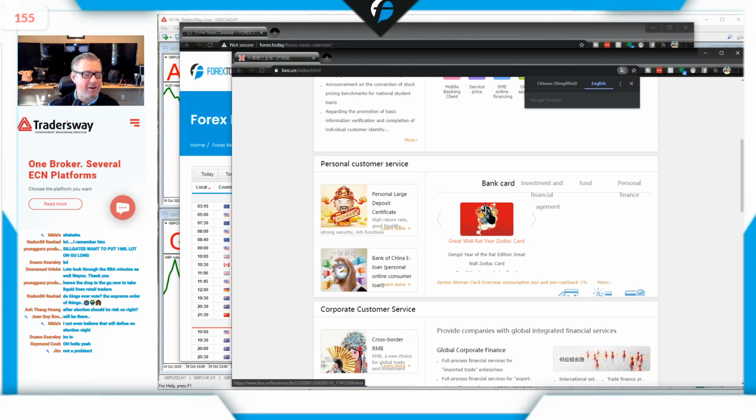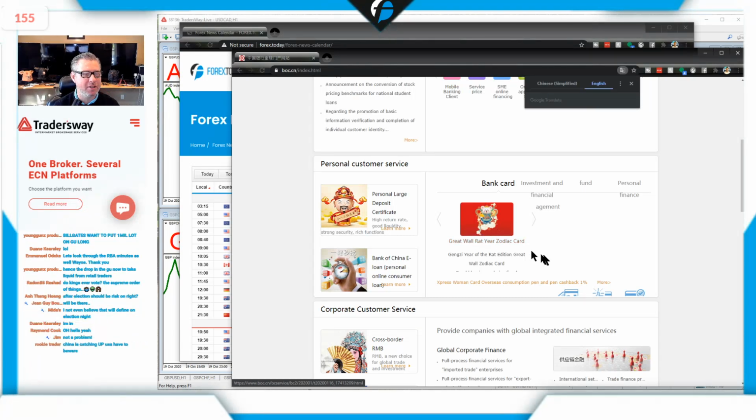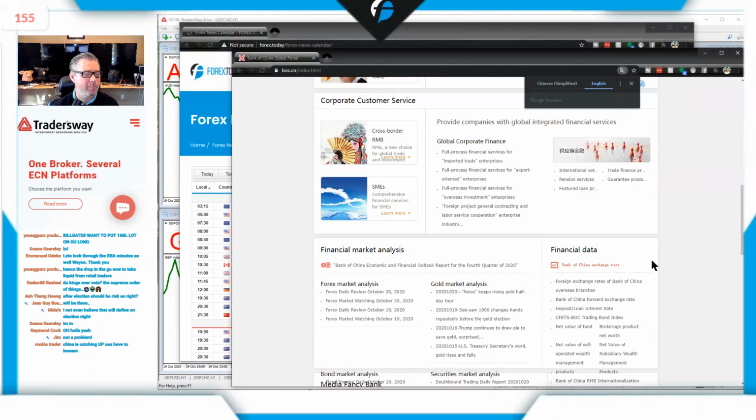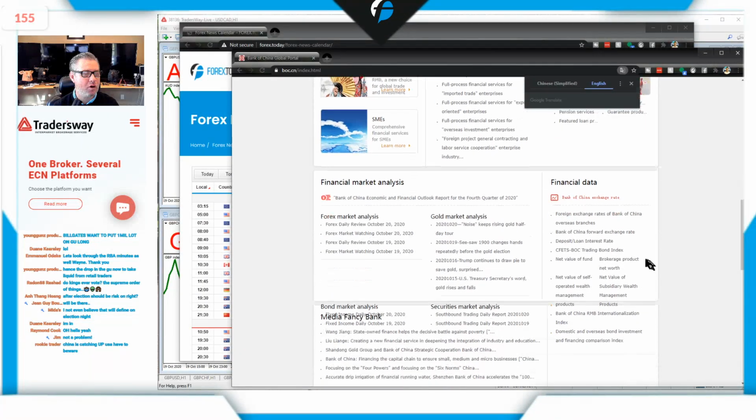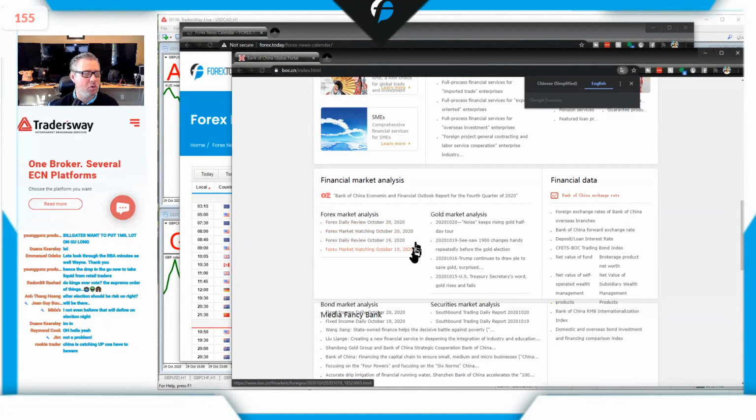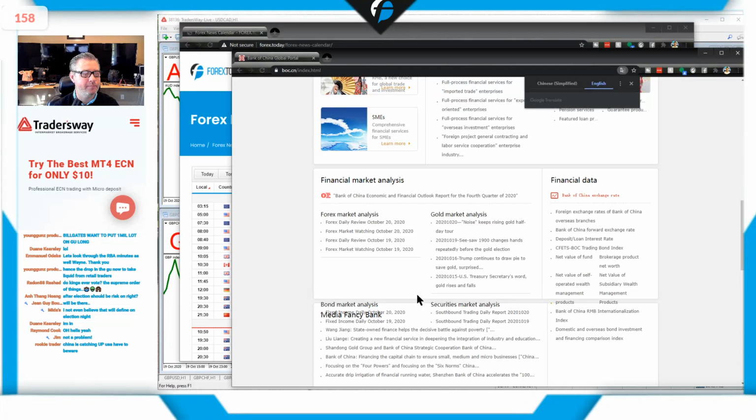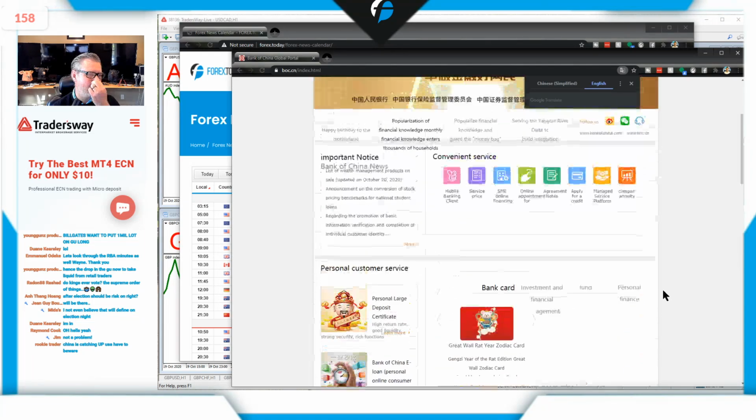Look at this bank card. I can get the Great Wall Rat Year Zodiac card. Oh, snap. Forex Market Analysis Daily Review. Anyways, wonderful.